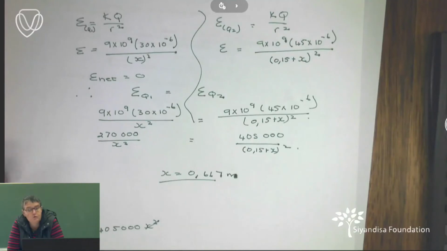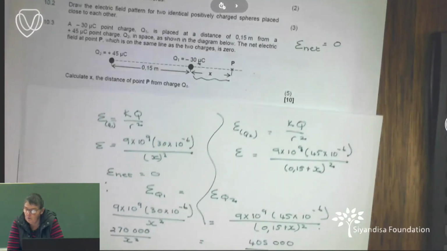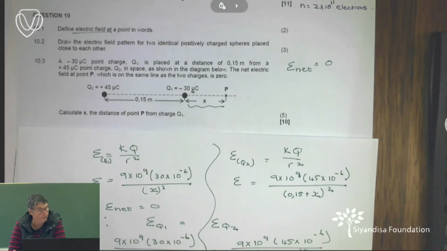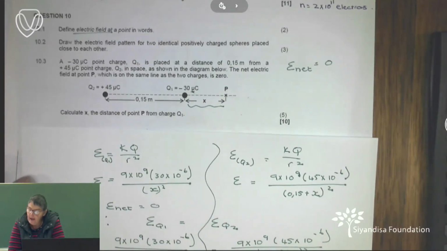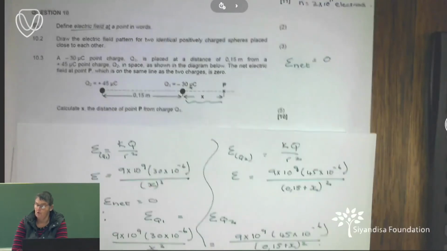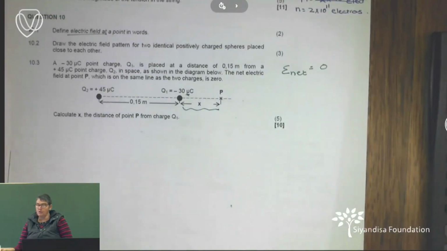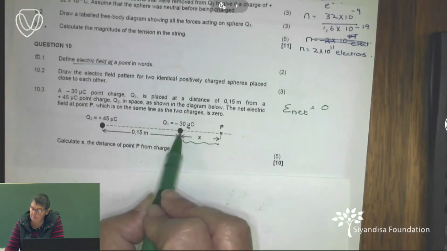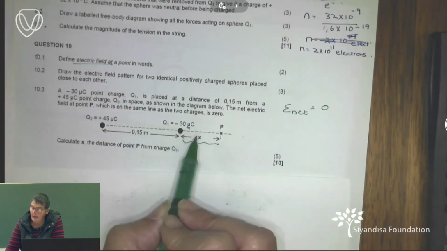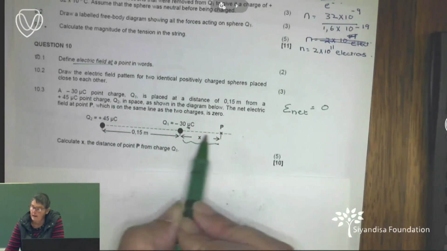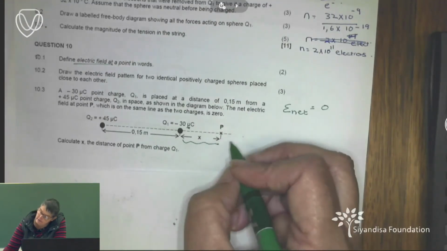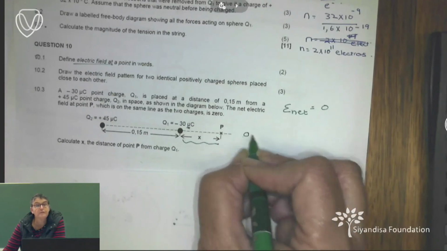The first thing we had to do is look at the electric field, and we drew the electric field. That's perfect, no problem there. And then we had to look at the question. What happened in this question is I have a charge here, and I have a charge here. And then we see that at that point X, the net electric field is equal to 0.